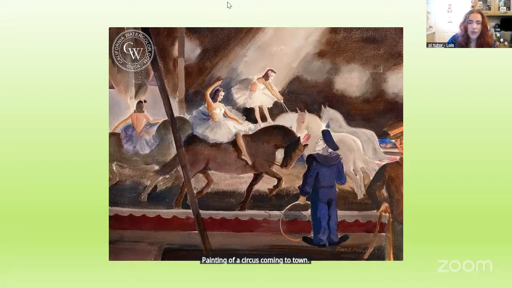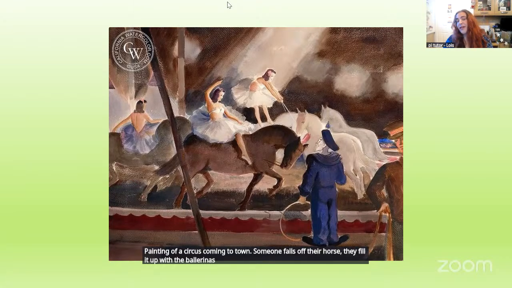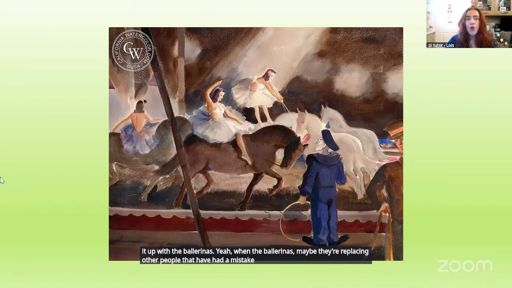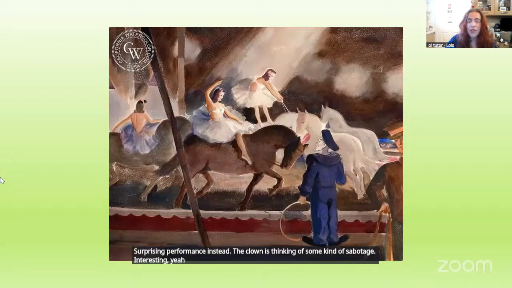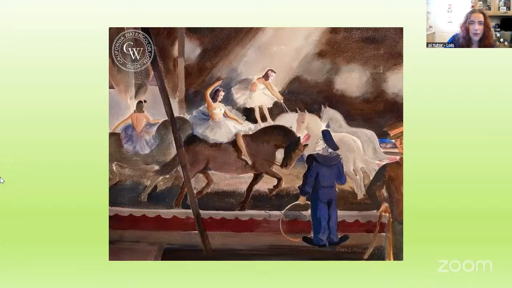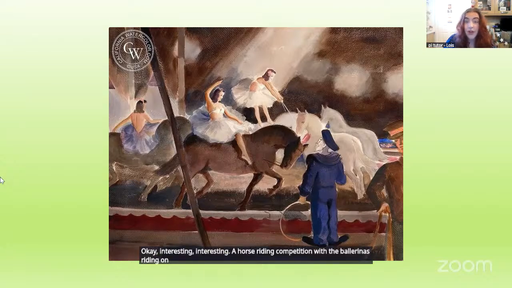Someone falls off their horse, they fill it up with the ballerinas. Yeah, maybe they're replacing other people that have made a mistake, and so they get this rather unusual, surprising performance instead. The clown is thinking of some kind of sabotage. Interesting. Yeah, you could have some kind of competition, bet or rivalry between the clowns and the ballerinas within the circus. Okay, interesting. A horse riding competition with the ballerinas riding on them. Yeah, maybe it's an unusual style of competition.